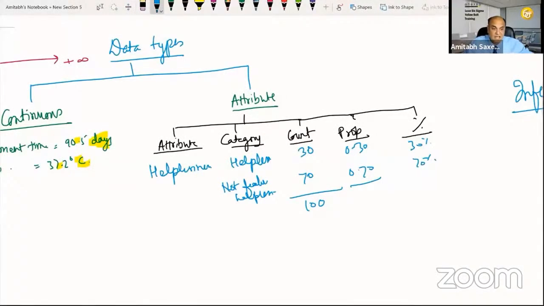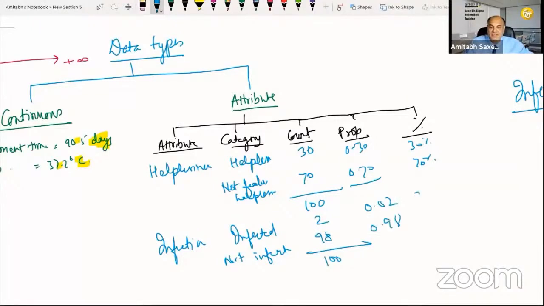Infection. Infected patients, not infected. 98 out of 100, 0.202, 0.98, 2%, 98%. It is attribute data, please understand, because the tool and technique which you are going to use to analyze your data depends on what type of data it is.